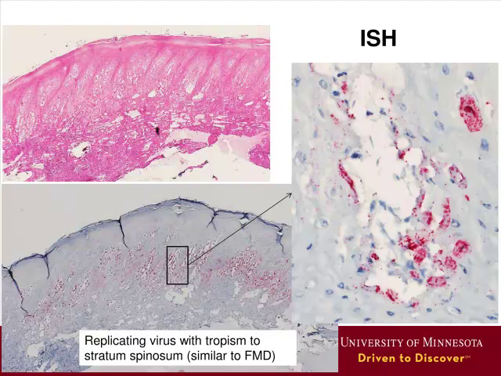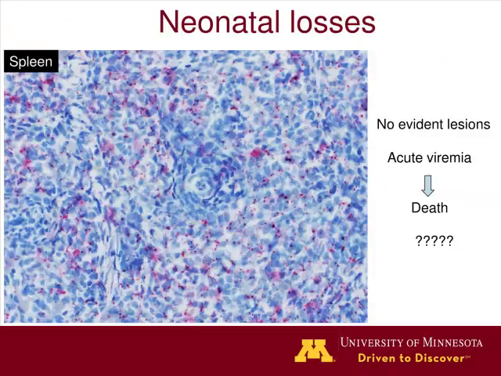So we are comfortable to say there is an associated disease with the presence of virus within the lesions in that case. The puzzle here is the neonatal loss. We have positive PCRs and we have the complete workup in terms of diagnosis, and we tried to stain it for the virus. And actually there's a lot of virus there, but no lesions. And then we start to speculate about acute viremia and how the pigs are dying.